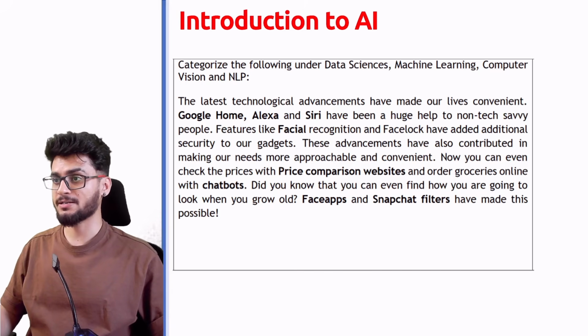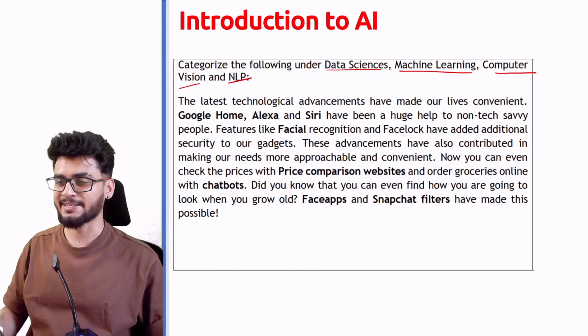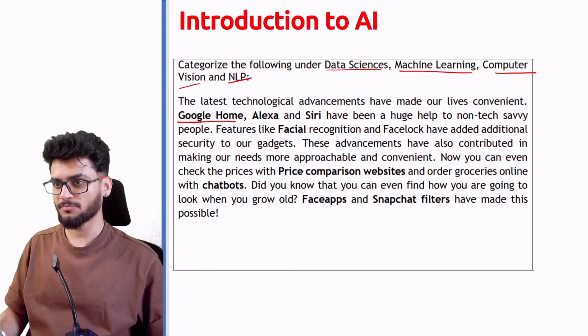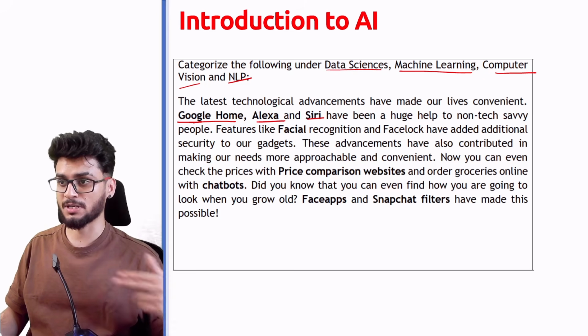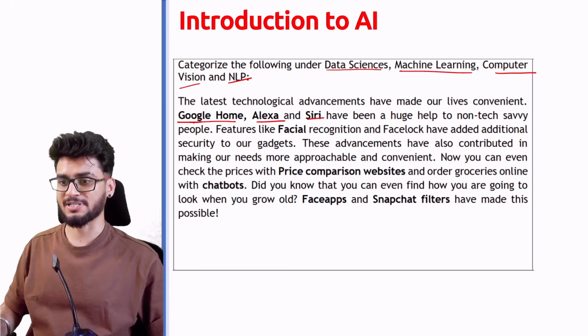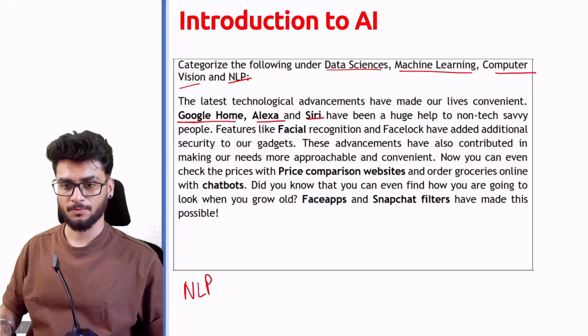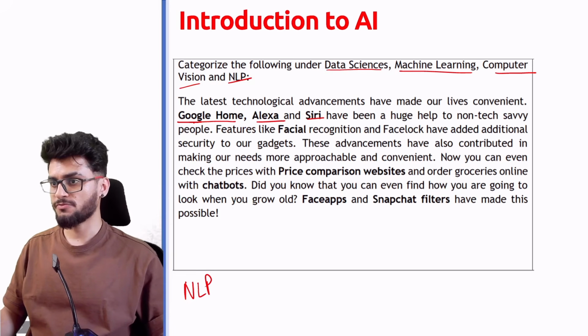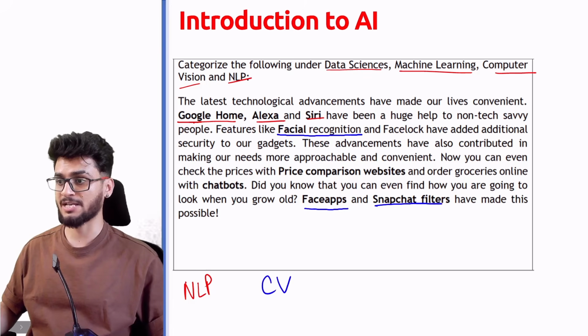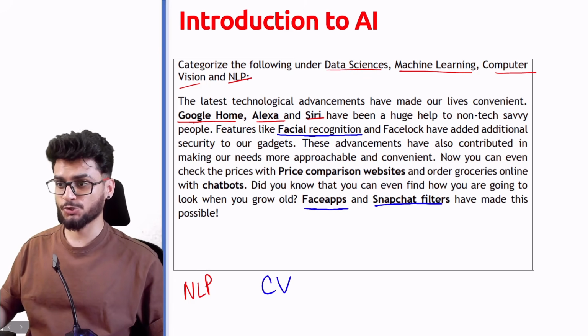Categorize the following under data sciences, machine learning, computer vision, and NLP. So you don't have to read the entire thing. You only have to read whatever is in bold. Google Home, Alexa, Siri. What comes into your mind? Natural language processing. Next one, facial recognition, face apps, Snapchat filters: computer vision. Because here pictures are used everywhere, visual training data is being used.